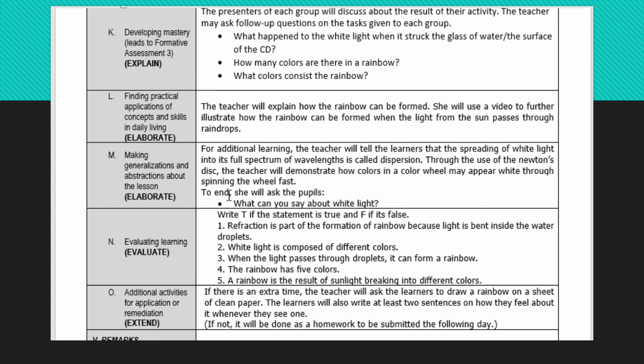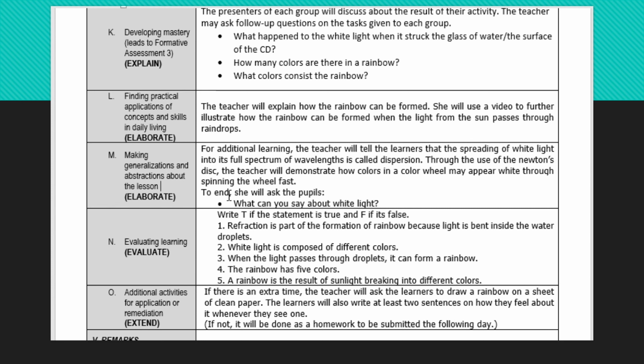So for additional learning, the teacher will tell the learners that the spreading of white light into full spectrum of wavelengths is called dispersion. So dito na namin i-generalize na yung aming na-observe for that day is a scientific phenomenon tinatawag namin na dispersion. So, dispersion, ma-add na naman ito doon sa scientific vocabulary namin, which is, yung una is reflection, to be followed by refraction, and then now we do have dispersion.